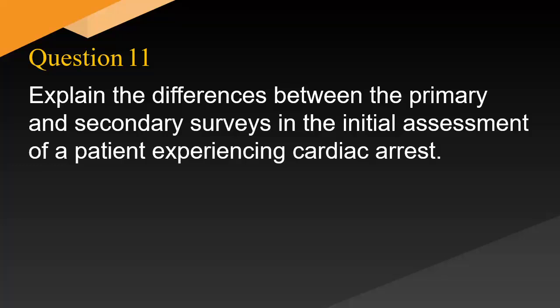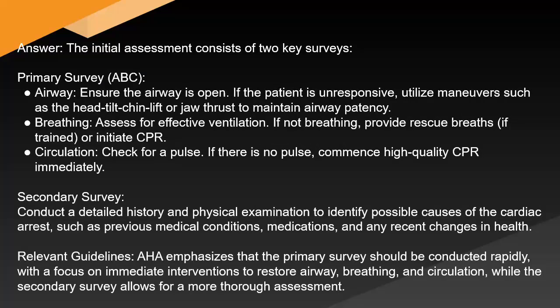Explain the differences between the primary and secondary surveys in the initial assessment of a patient experiencing cardiac arrest. Answer. The initial assessment consists of two key surveys. Primary survey, ABC. Airway. Ensure the airway is open. If the patient is unresponsive, utilize maneuvers such as the head tilt, chin lift, or jaw thrust to maintain airway patency. Breathing. Assess for effective ventilation. If not breathing, provide rescue breaths if trained, or initiate CPR.